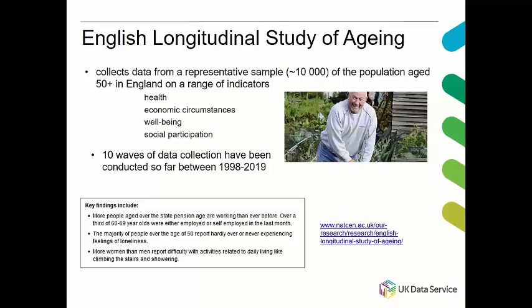Another of our longitudinal studies is the English Longitudinal Study of Ageing. This study collects data from a representative sample, roughly 10,000, of the population aged 50 and above in England, on a range of indicators, specifically health, economic circumstances, well-being, social participation, etc. So there is quite a rich data source for that. And I have listed some key findings. Let's just mention one: the majority of people over the age of 50 report hardly ever or never experiencing feelings of loneliness. Well, this is actually a statement from before COVID. I think that has changed dramatically.